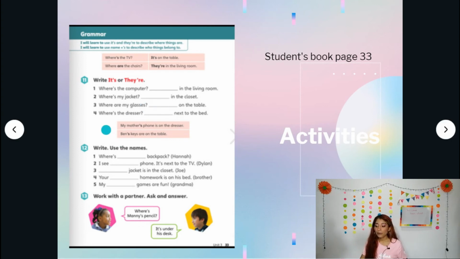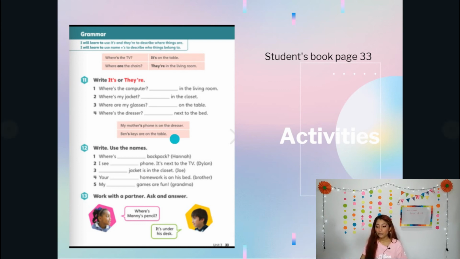And for activity 12, we are going to pay attention to this. My mother's cell phone is on the dresser. Ben's keys are on the table. In this case, we are only going to use apostrophe s. So it says, where's backpack? And we have that the name is Hannah. So the backpack needs to belong to Hannah. So the example that I'm going to give you is, where's Hannah's backpack?